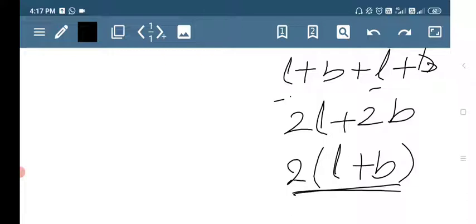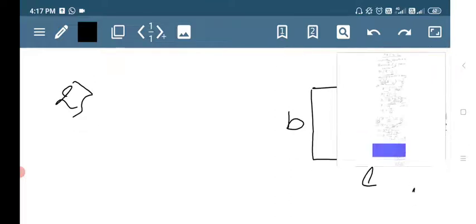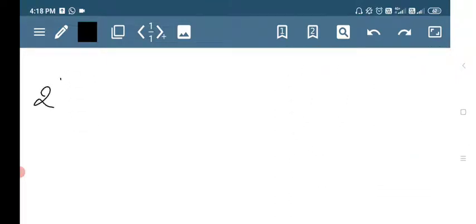Okay. So what is the second question? The perimeter of a rectangular swimming pool is 154 meters. What is given?